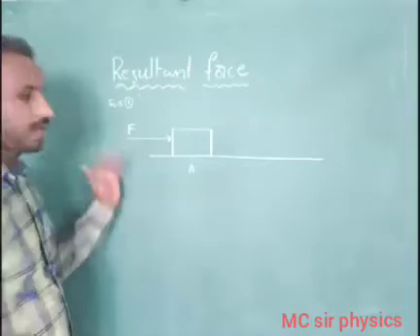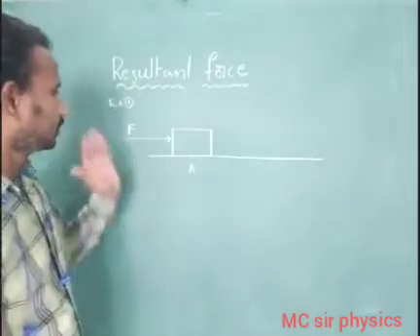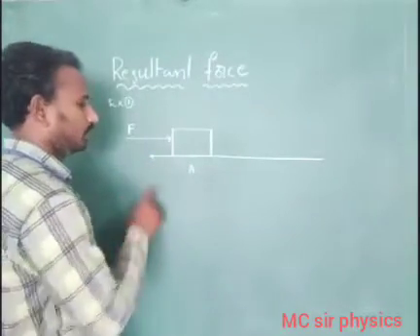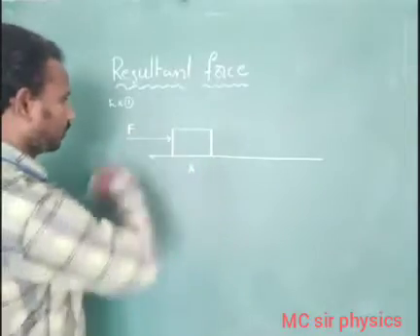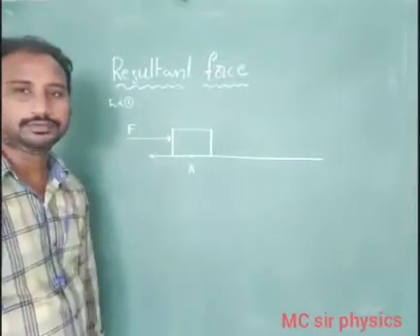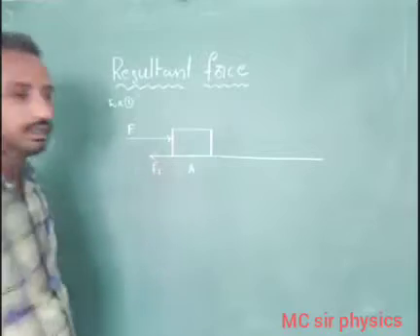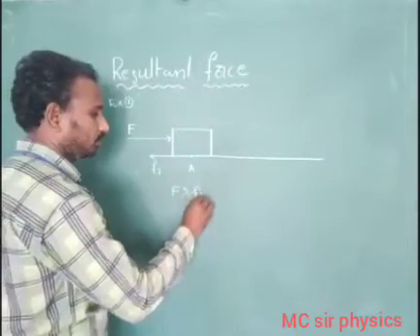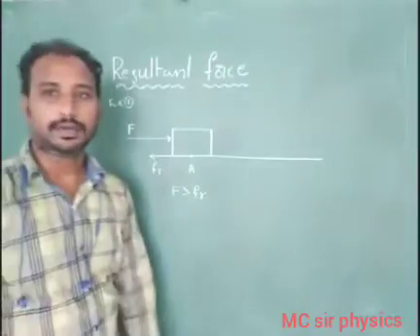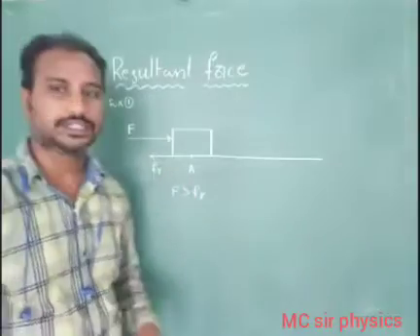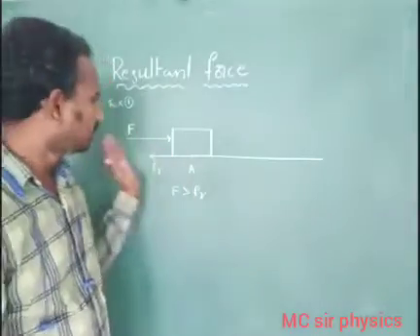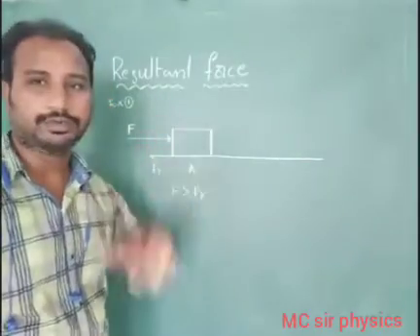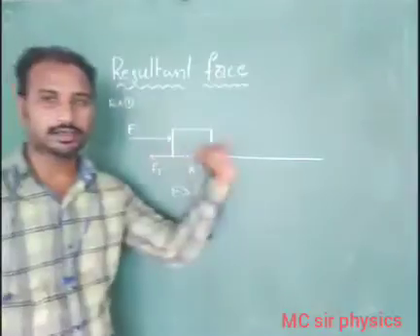What is that external force? Capital F. Here, external force, capital F. Another external force acts on the body opposite to the applied force. Frictional force we have to represent. Here, the applied force is more than the frictional force. Then it is accelerating along the applied force direction.